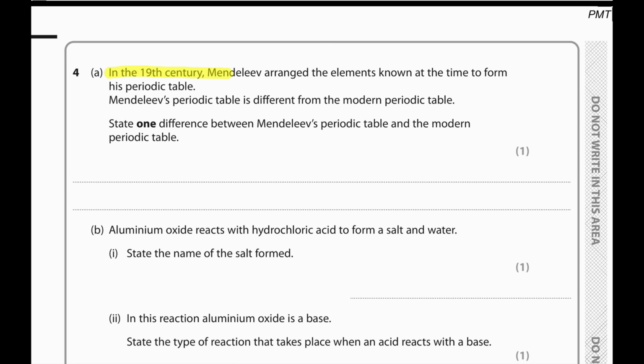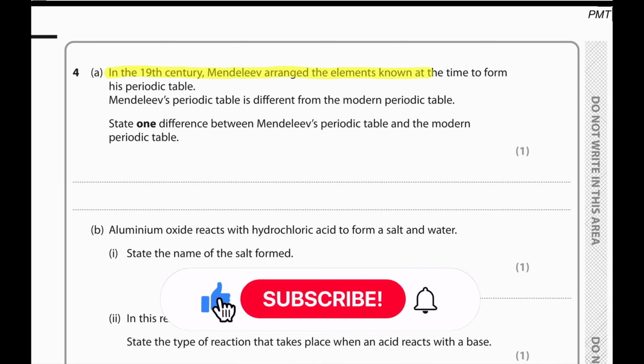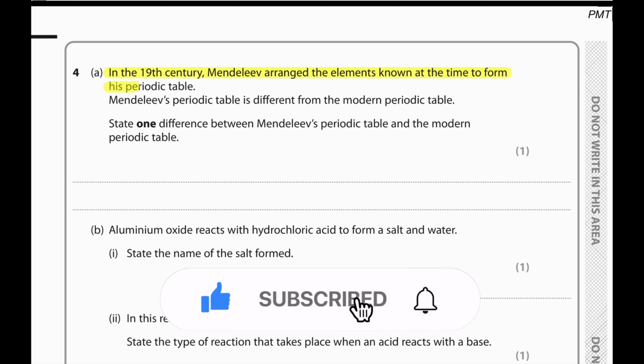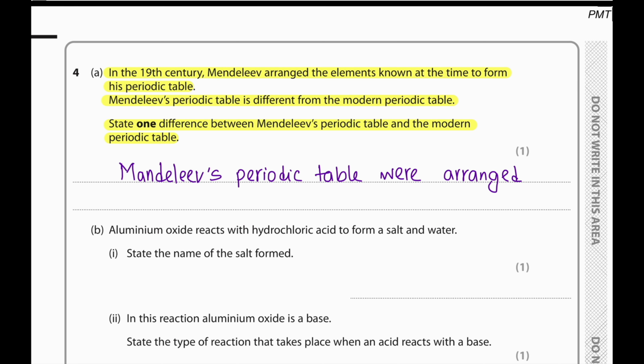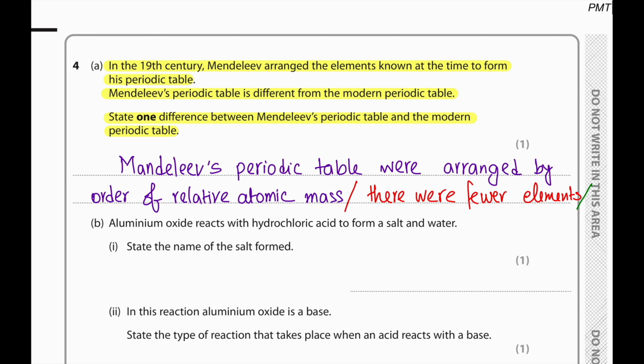In the 19th century, Mendeleev arranged the elements known at the time to form his periodic table. Mendeleev's periodic table is different from the modern periodic table. State one difference between Mendeleev's periodic table and the modern periodic table. So the answer can be written as follows. Mendeleev's periodic table is arranged by order of relative atomic mass, and there were fewer elements. Also, noble gases were not present in Mendeleev's periodic table.